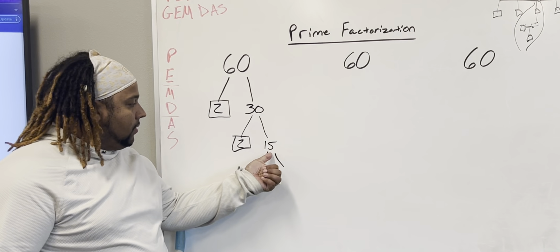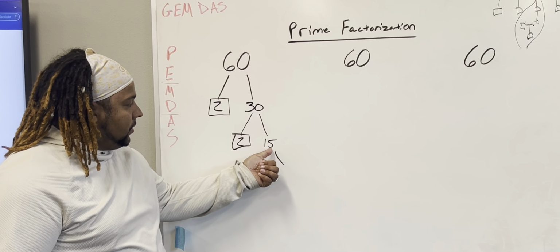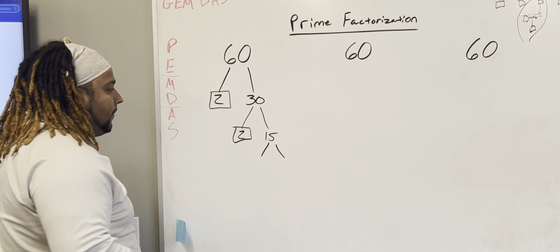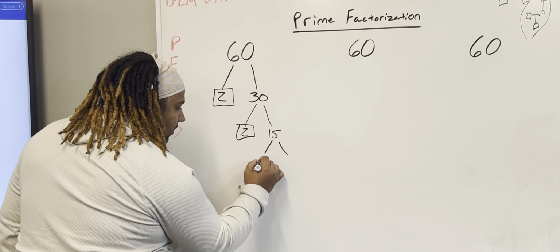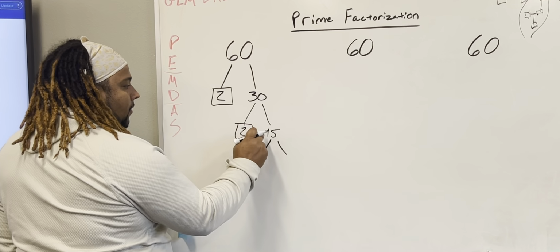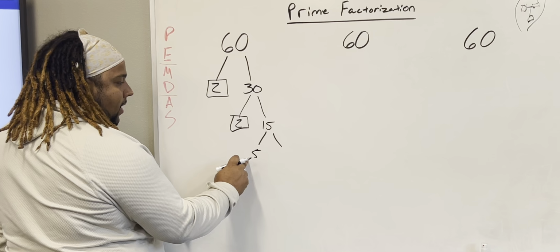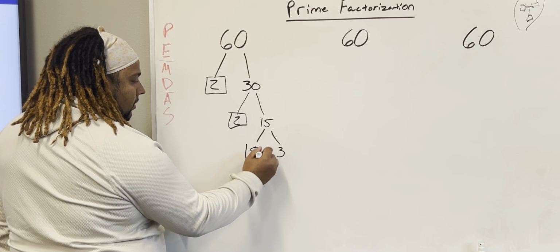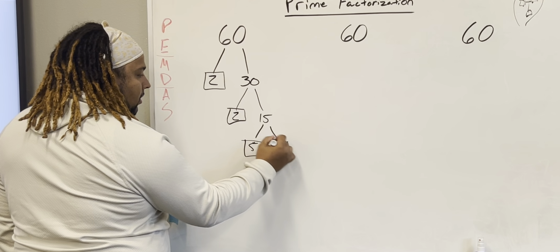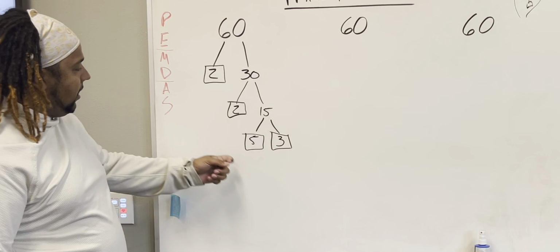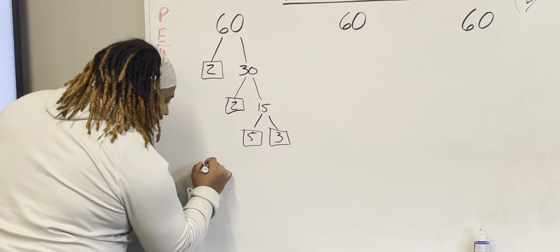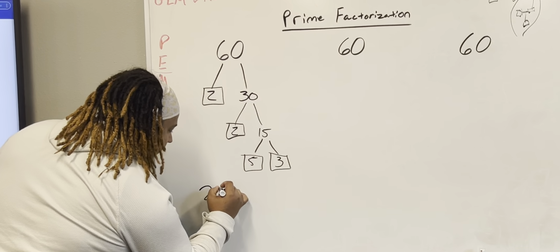But I know that because the number ends with a 5 or a 0, the number 5 will go into it. So let me pull out 5. Okay, so 15 divided by 5 is 3. 5 and 3 are both prime numbers. Okay, so now I have all my primes. I can't break anything else down. I need to write it in a list.